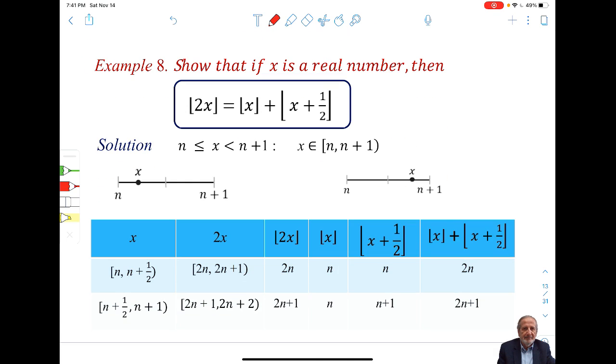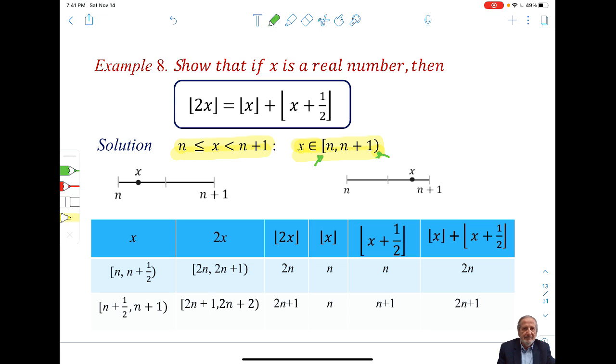Now, here is another example. We need to show that if x is a real number, then floor function of 2x is equal to floor function of x plus floor function of x plus 1/2. Now, I just want to remind you about some notation. When we say x is greater or equal than n and less than n plus 1, it's the same as saying x belongs to this interval, closed on this side and open on this side. That means between n and n plus 1, n is included, n plus 1 is not included.